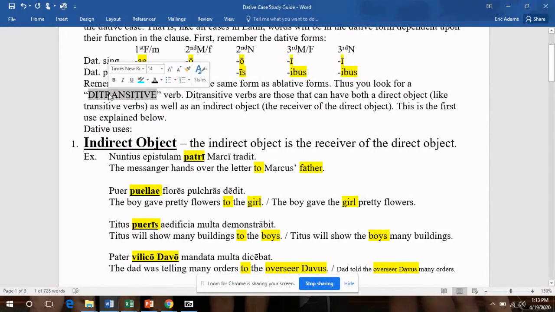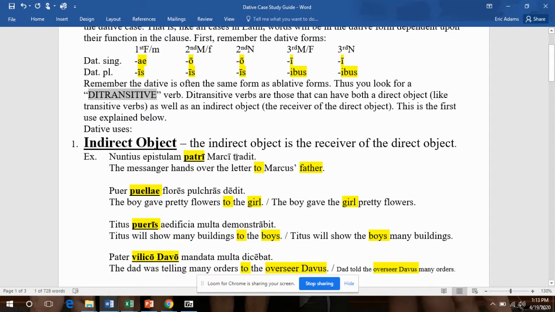Now, of course, we have the silly little saying, give, show, speak, or tell, gotta ring the dative bell. And that is because the verbs give, show, speak, and tell all allow a direct object, the accusative, given to or for the dative, the indirect object. And so you can see here in each of these examples.